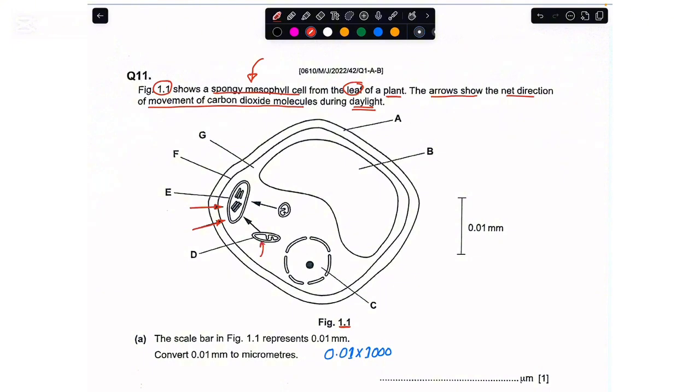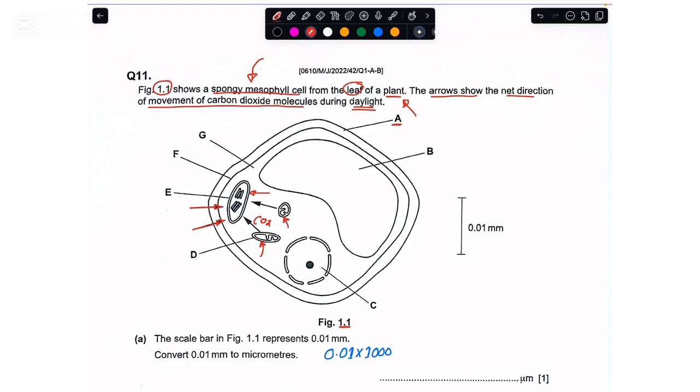And these organelles that are indicated by the letter D, they are the mitochondria. They would respire. They would also release the carbon dioxide gas, and that too would be utilized by these chloroplasts. So this is what they have mentioned in the statement of the question.